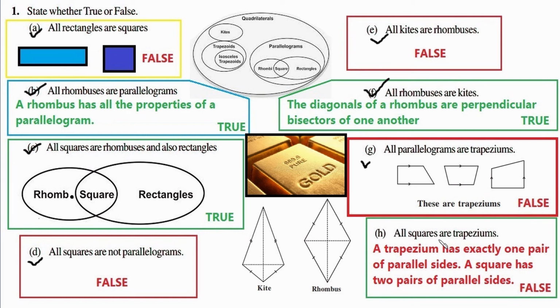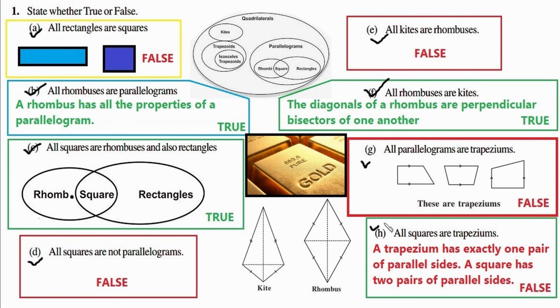H part, all squares are trapeziums. Again, the definition of a trapezium says only one pair should be parallel. Whereas in the case of a square, both pairs are parallel to each other. Therefore, we can say a trapezium has exactly one pair. The important words over here are one pair of parallel sides. A square has two pairs of parallel sides. Therefore, this statement will again be false, that all squares are trapeziums.